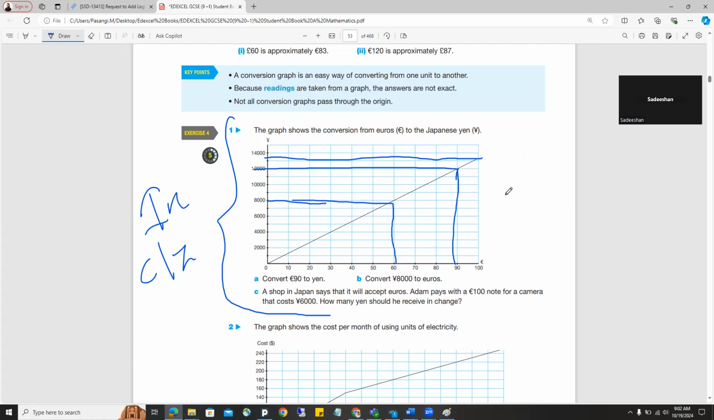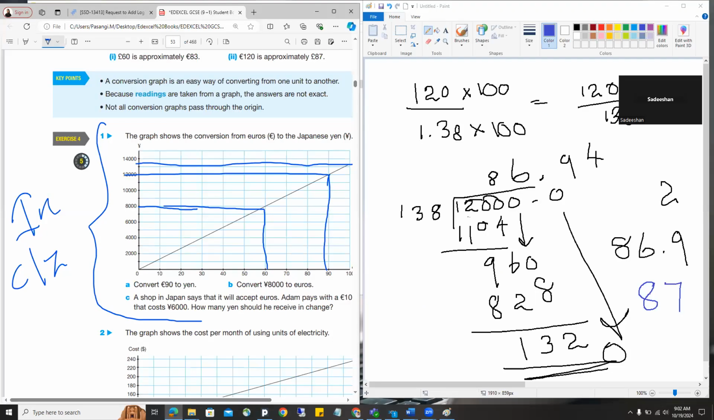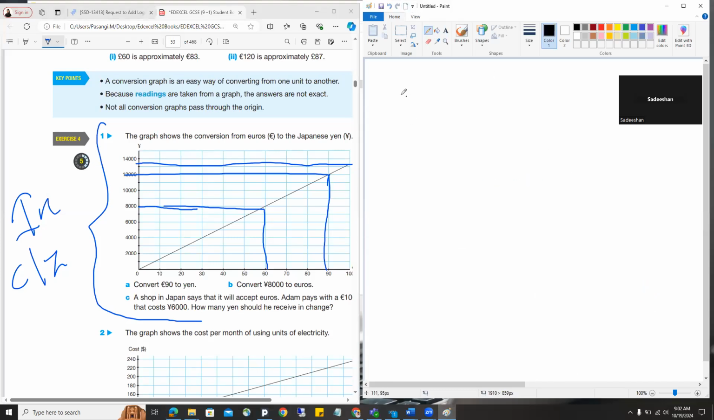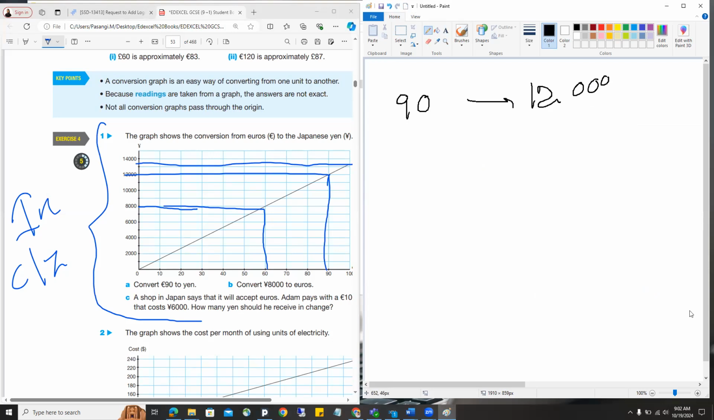How? If you can't get the proper value from the graph itself, what can we do? If it's 90 euros, the value is 12,000. Here they have asked for 100 euros, so you have to divide this 12,000 by 90 and then multiply it by 100.